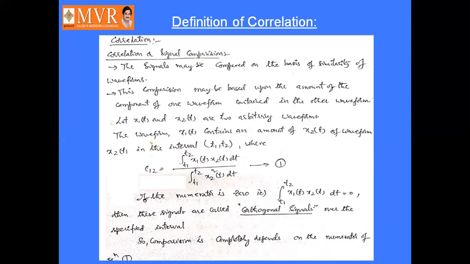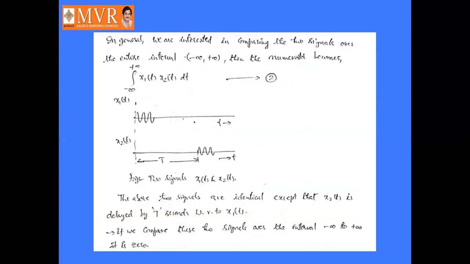If the numerator is 0, then c12 becomes 0. Then these two signals are said to be orthogonal signals, which means the two are mutually perpendicular to each other. So integral t1 to t2 x1 of t x2 of t dt is equal to 0. So the comparison completely depends on the numerator of equation number 1. In general, we are interested in comparing the two signals over the entire interval, that is beyond the limited interval, minus infinity to plus infinity. Then the numerator becomes integral minus infinity to plus infinity x1 of t x2 of t dt. That is equation number 2.